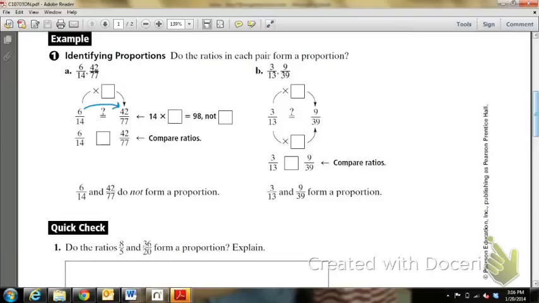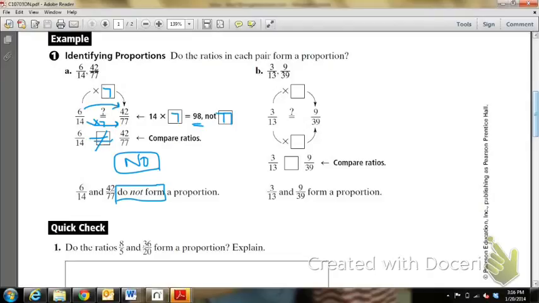What did I do from 6 to 42? Well, we multiplied by 7. So, do I do the same on the bottom? 14 times 7 is 98, not 77. So, compare the ratios. These are not equal, so you put an equal with a slash through it. So, they do not form a proportion. So I would just say no. No need to be so fancy.